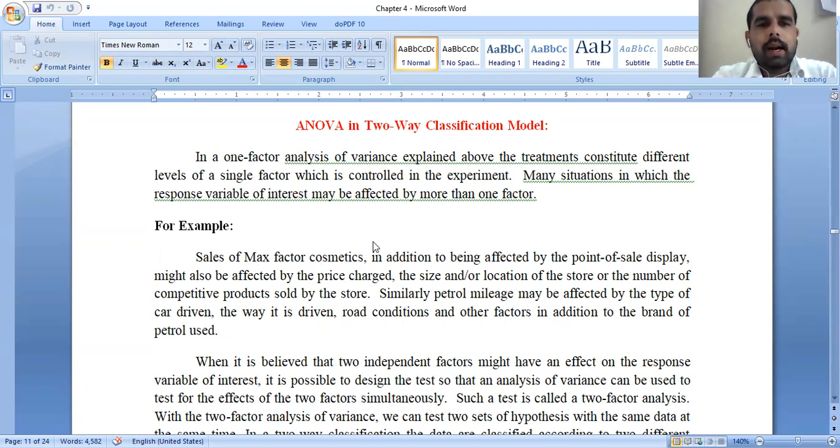So today we are going to start the ANOVA two-way classification model method. From this ANOVA chapter, these 2 types of problems are there, and these 2 problems are very important and easy, and they are expected problems from the examination point of view also. So observe carefully: in the one-factor analysis of variance explained above, the treatments constitute different levels of a single factor which is controlled in the experiment.